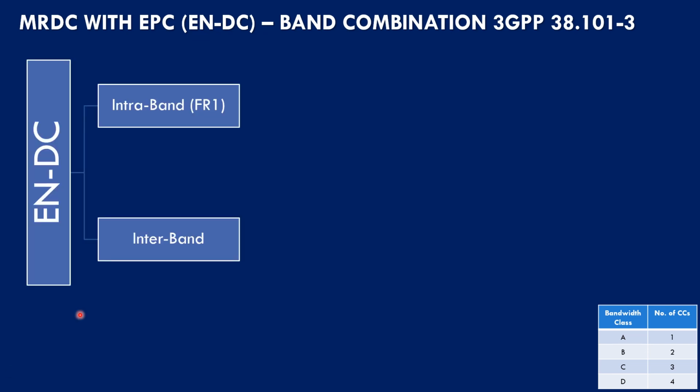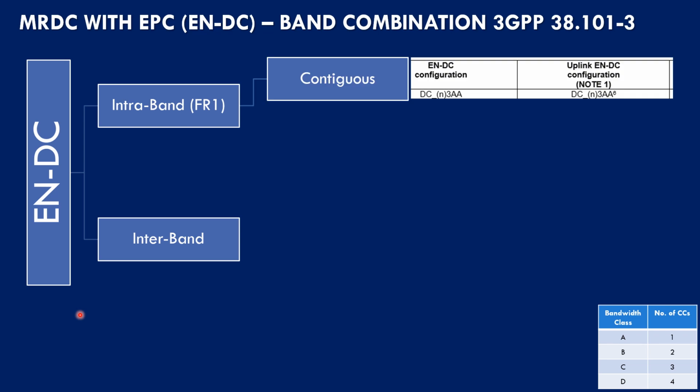Now let us have a look at band combinations defined by 3GPP. As we have discussed, there can be a few band combinations allowed to rule out the possibility of intermodulation interference. So 3GPP has mainly defined intraband FR1 and interband combinations. Under intraband FR1, it can be contiguous, meaning the FR1 band used for LTE and the FR1 band used for NR can be contiguous in nature. We can use continuous frequencies.